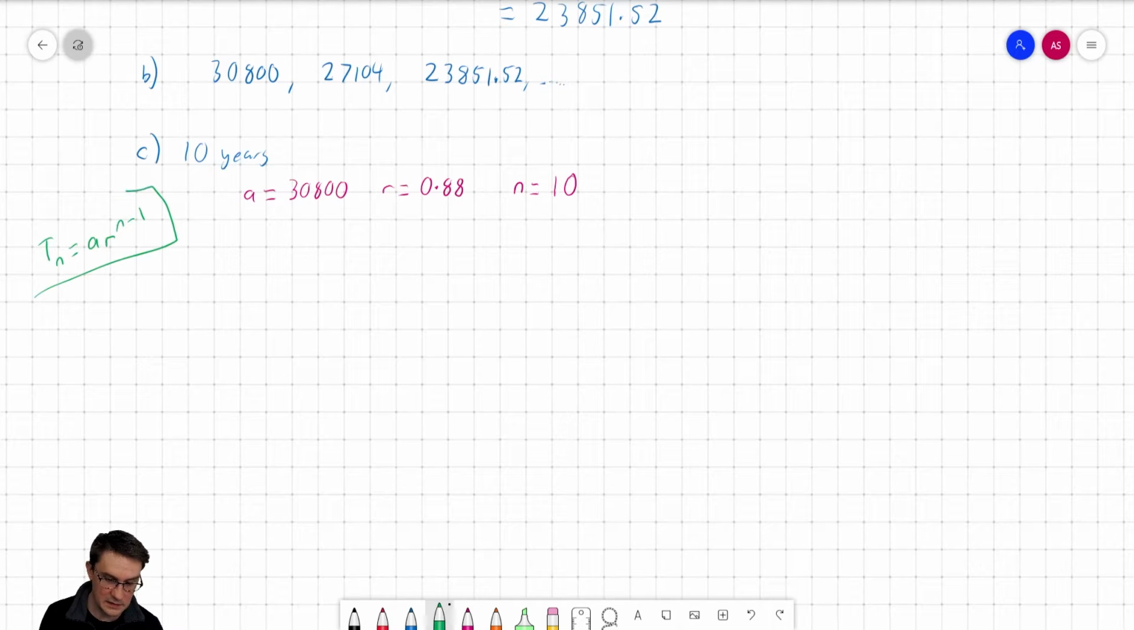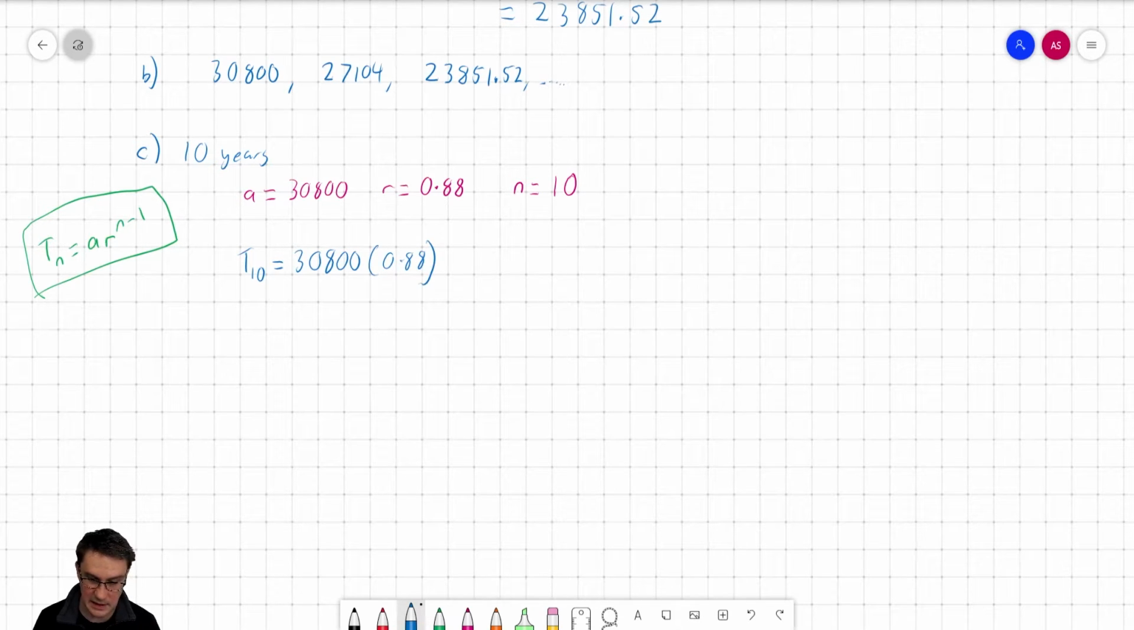So this here is what we're going to use to help us work out this next part. We've got the information here already, so it's just a matter of substituting this in now. In our case, we've got T10 because we're finding the 10th term. So that's going to be equal to 30,800. We're going to have our rate of 0.88. And in this case here, we've got 10 minus 1.